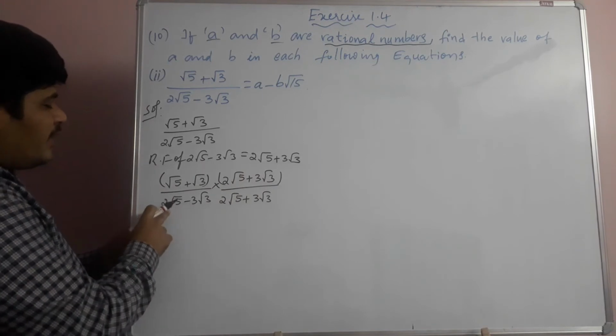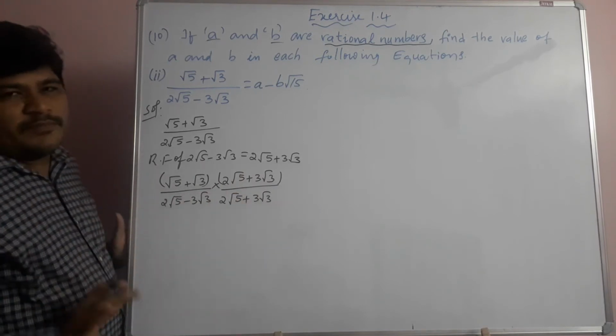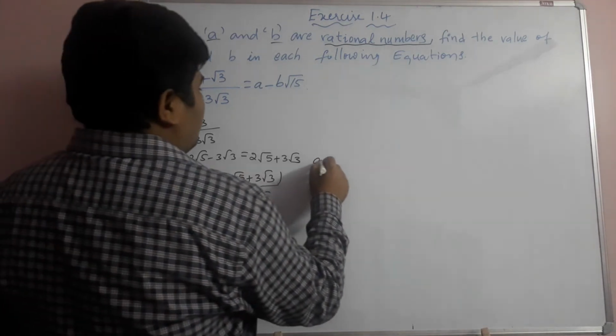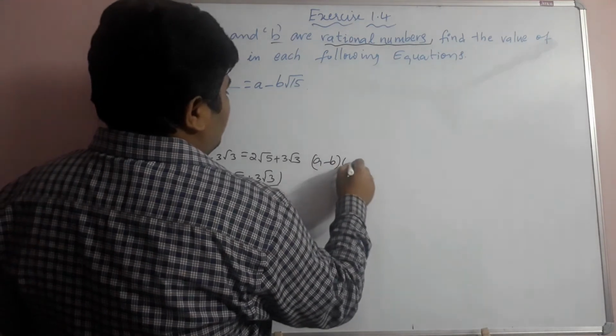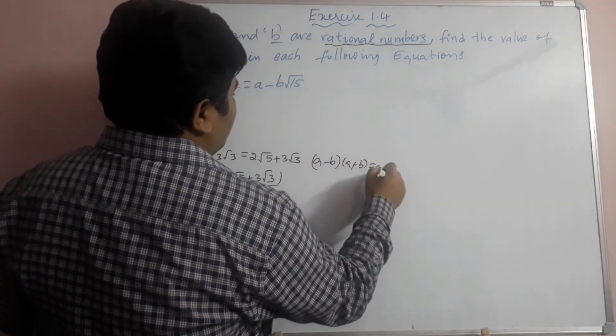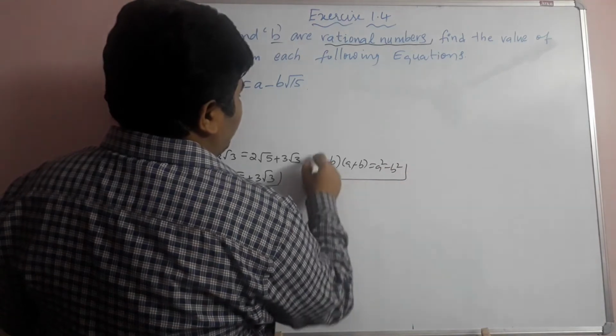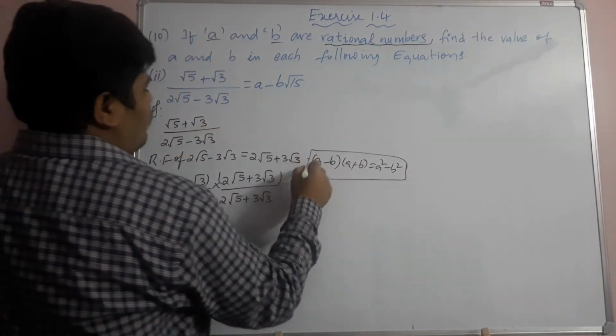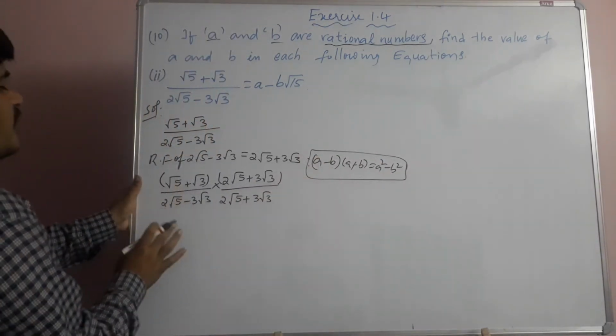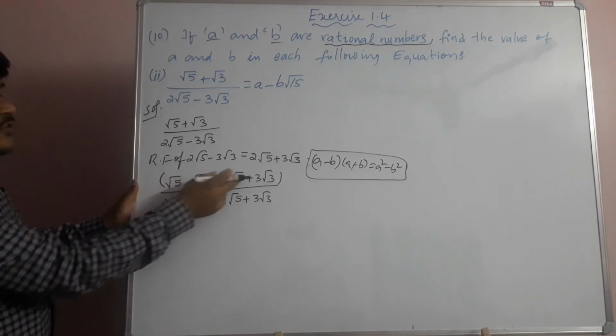Now the denominator is (a minus b) into (a plus b). Here we can use this formula: (a minus b) into (a plus b) is equal to a square minus b square. So we need to use this formula here. Students, we are now simplifying this numerator.